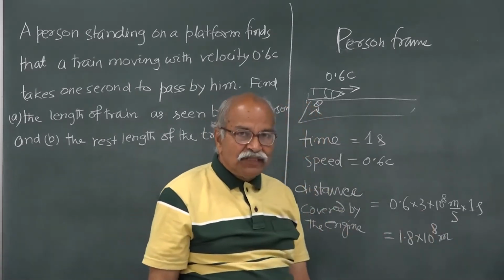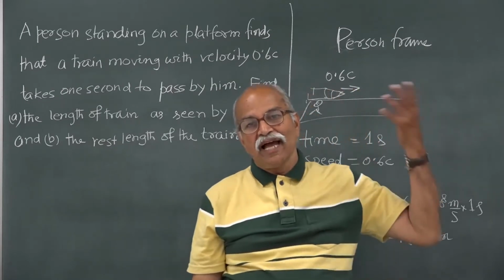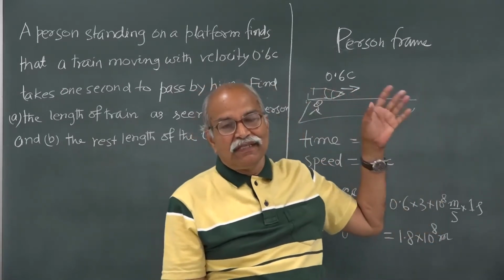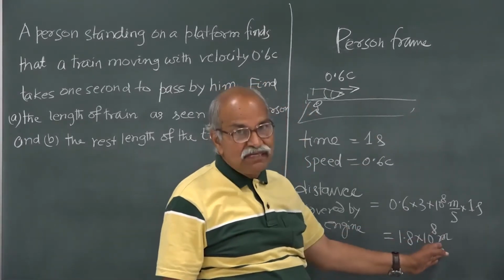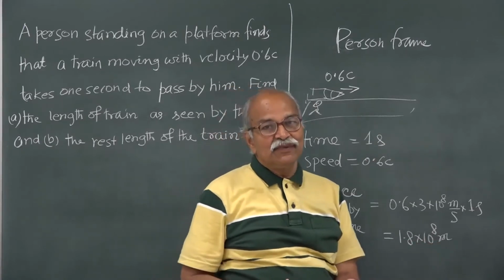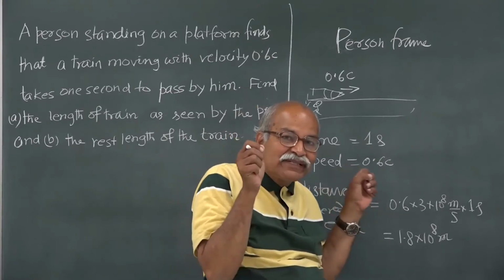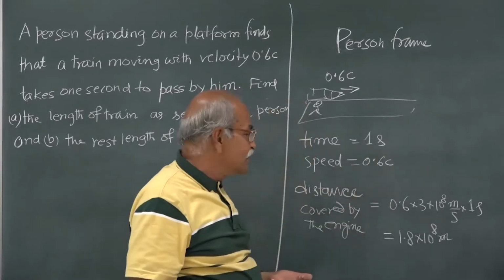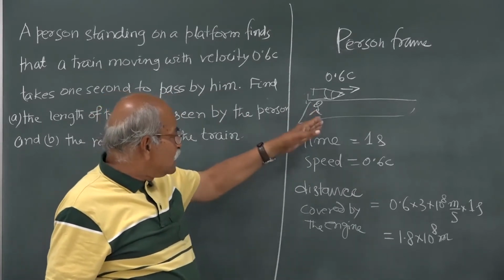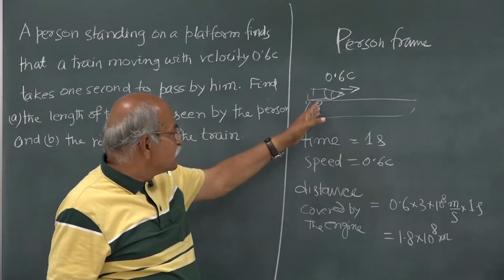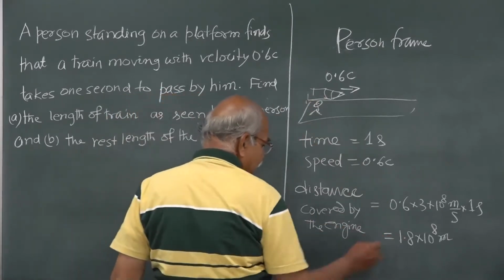So, to practice all these relativity equations, we create these hypothetical situations. The length of the train is 1.8 into 10 to the power 8 meters. So, these are all hypothetical situations, but to bring out the meaning of equations, we use these unrealistic numbers. So, at 1 second, that last rear part is here and the engine is at this distance. So, that is the length of the train.